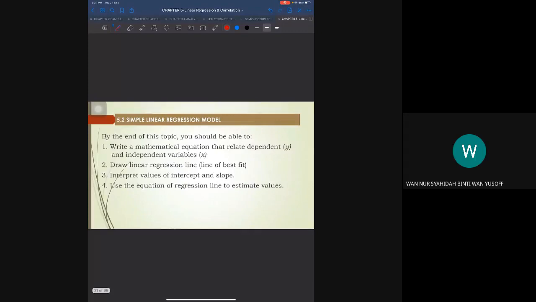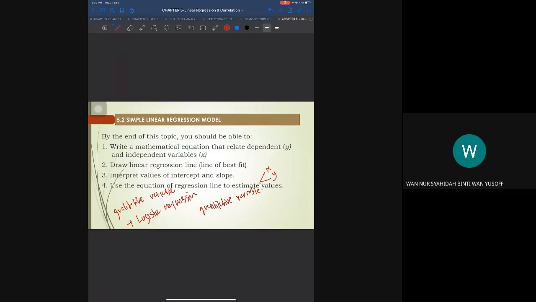Before I forget, the regression that we discuss in this chapter, chapter 5, is only for quantitative variables. That means X and Y both are quantitative variables. Just for your information, if you have qualitative variables, we can also discuss the relationship, but we need to use logistic regression.